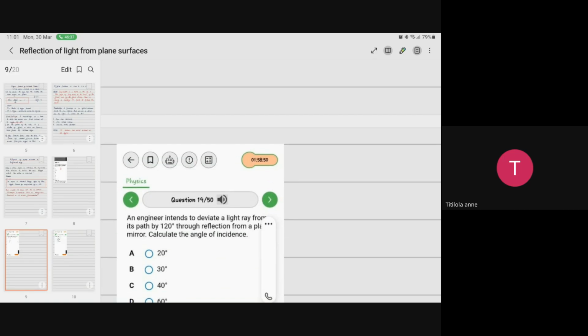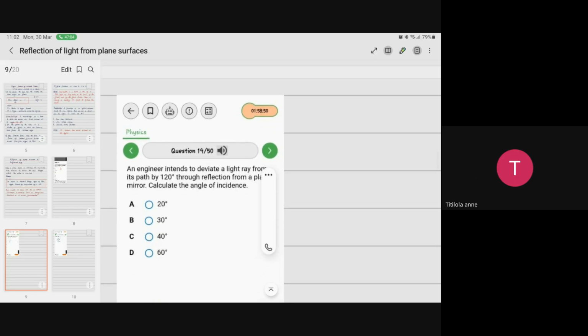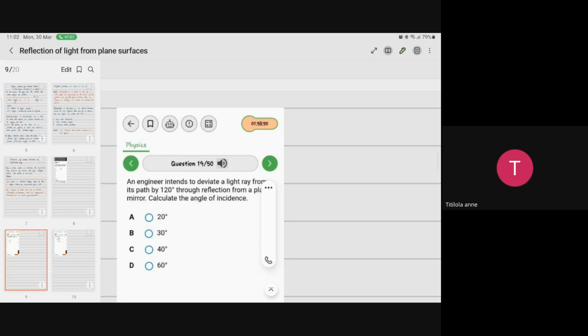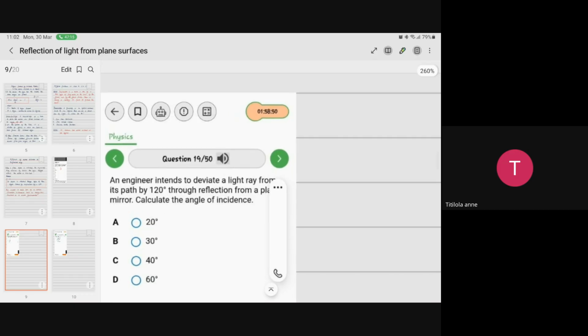Now, the next one says, are we together? An engineer intends to deviate a light ray from its path by 120 degrees through reflection from a plane mirror. I think I should be that engineer. Sometimes I forget I studied engineering. I don't know why. Sometimes I just forget. From a plane mirror, right? So calculate the angle of what?